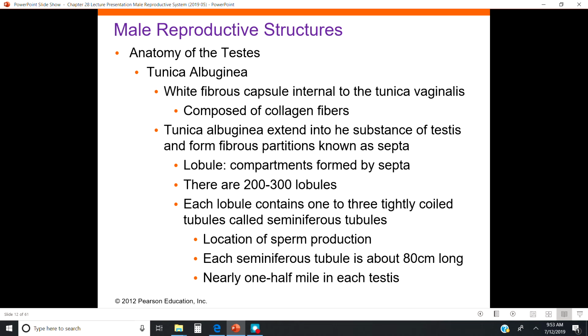So just know that the seminiferous tubules are in the lobule. It's the seminiferous tubule that produces the sperm. And each seminiferous tubule is about 80 centimeters long. If you tied them all together, look at this, you would see there's nearly a half a mile of seminiferous tubules in each testicle, right? So you put it together, it's about a mile of seminiferous tubules in the testes. So that's a lot of tubes, but again, the male needs to produce a lot of sperm for reproduction.